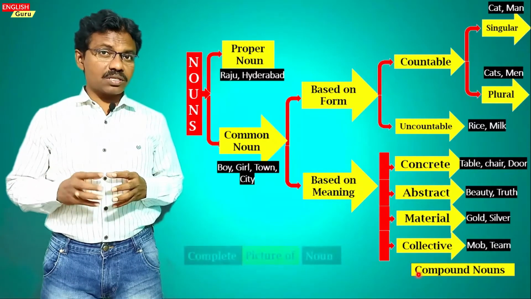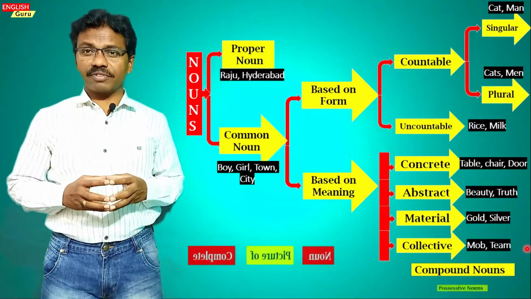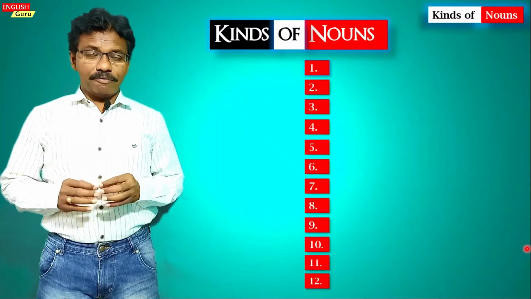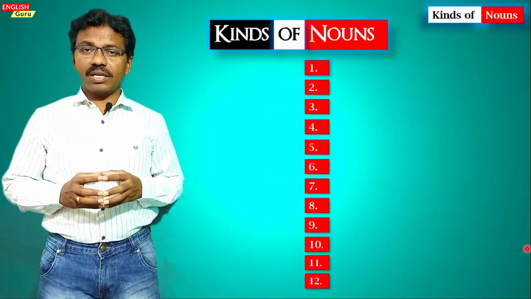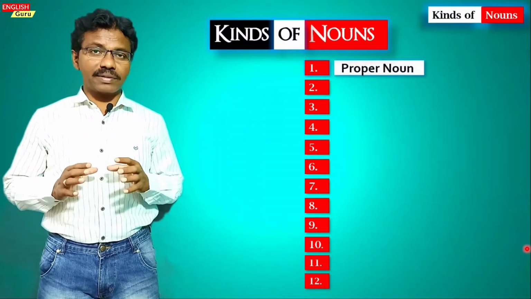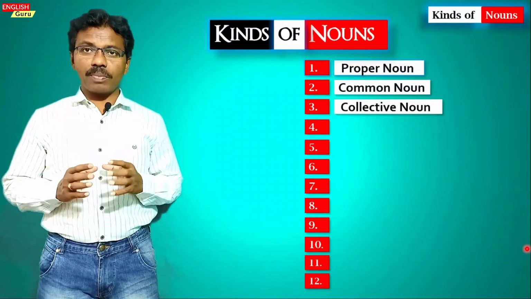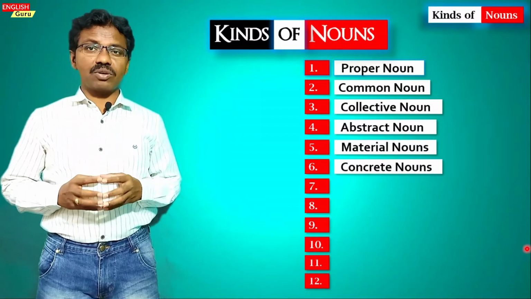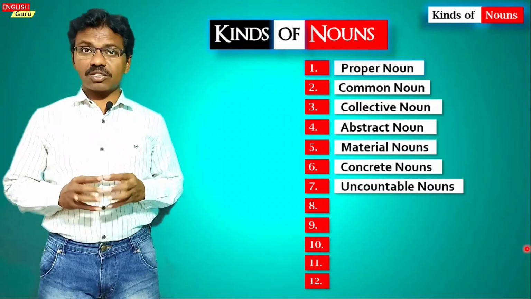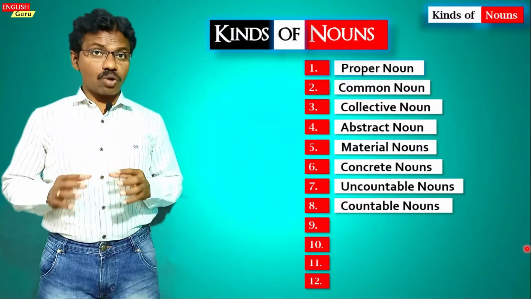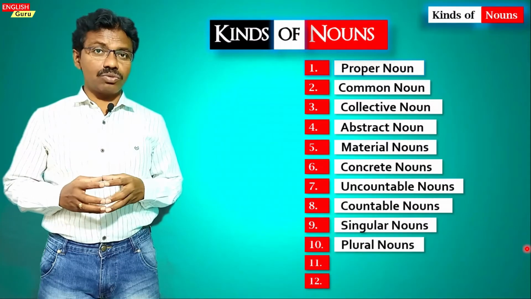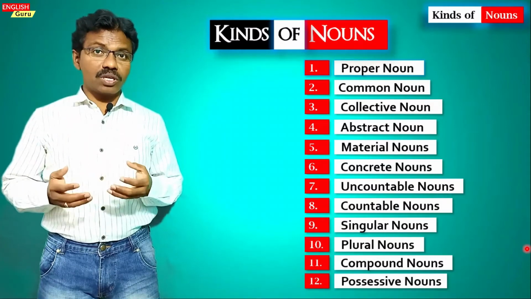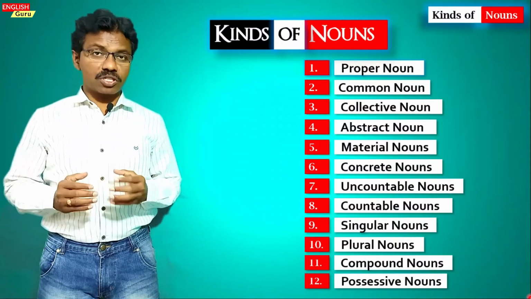And apart from all these divisions, there are two other kinds of nouns. One is compound noun, the other one is possessive noun. And for easy and better understanding, we can say the English nouns are divided into 12 categories. They are: number 1, proper noun; number 2, common noun; number 3, collective noun; number 4, abstract noun; number 5, material noun; number 6, concrete noun; number 7, uncountable noun; number 8, countable noun; number 9, singular nouns; number 10, plural nouns; number 11, compound nouns; and number 12, possessive nouns.